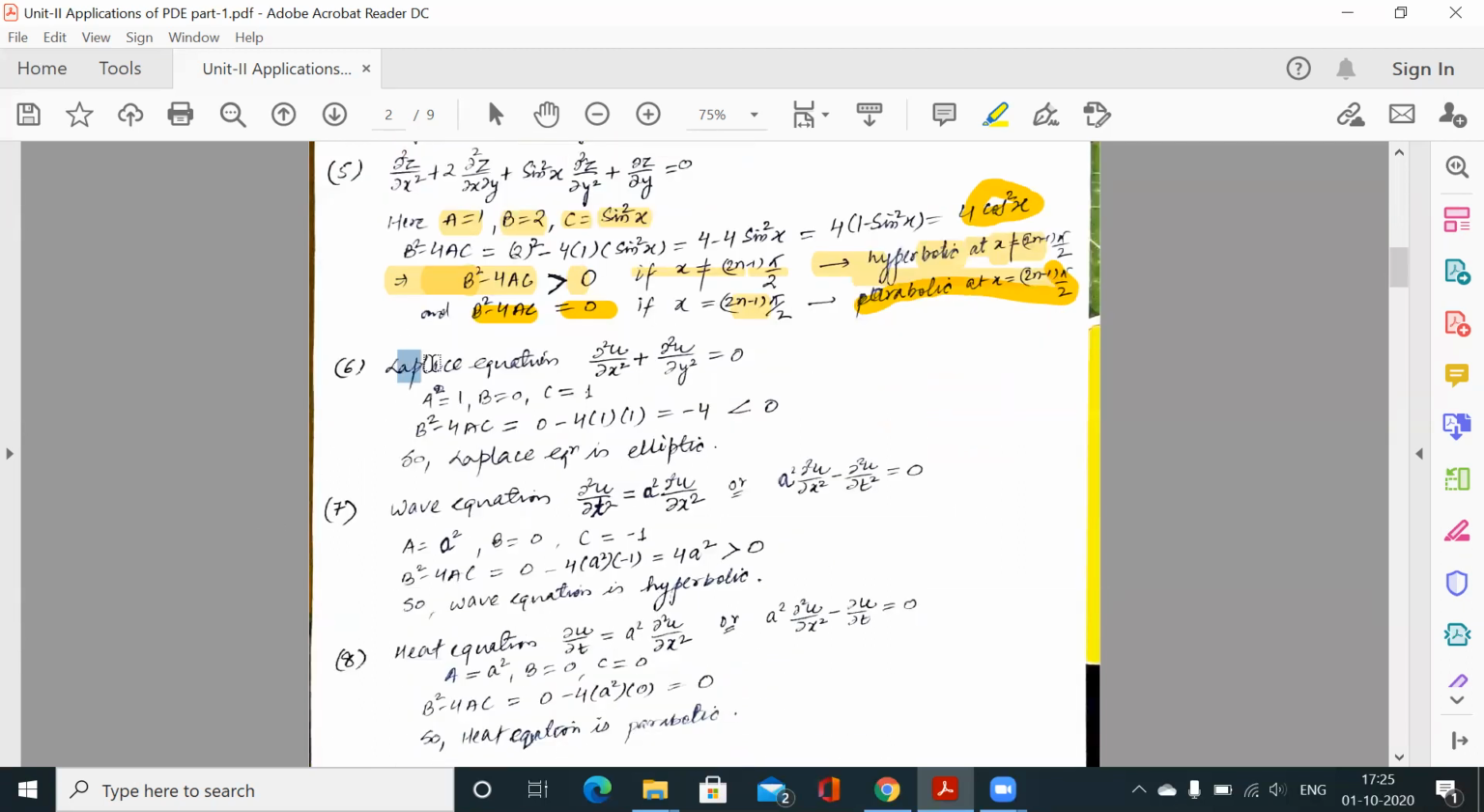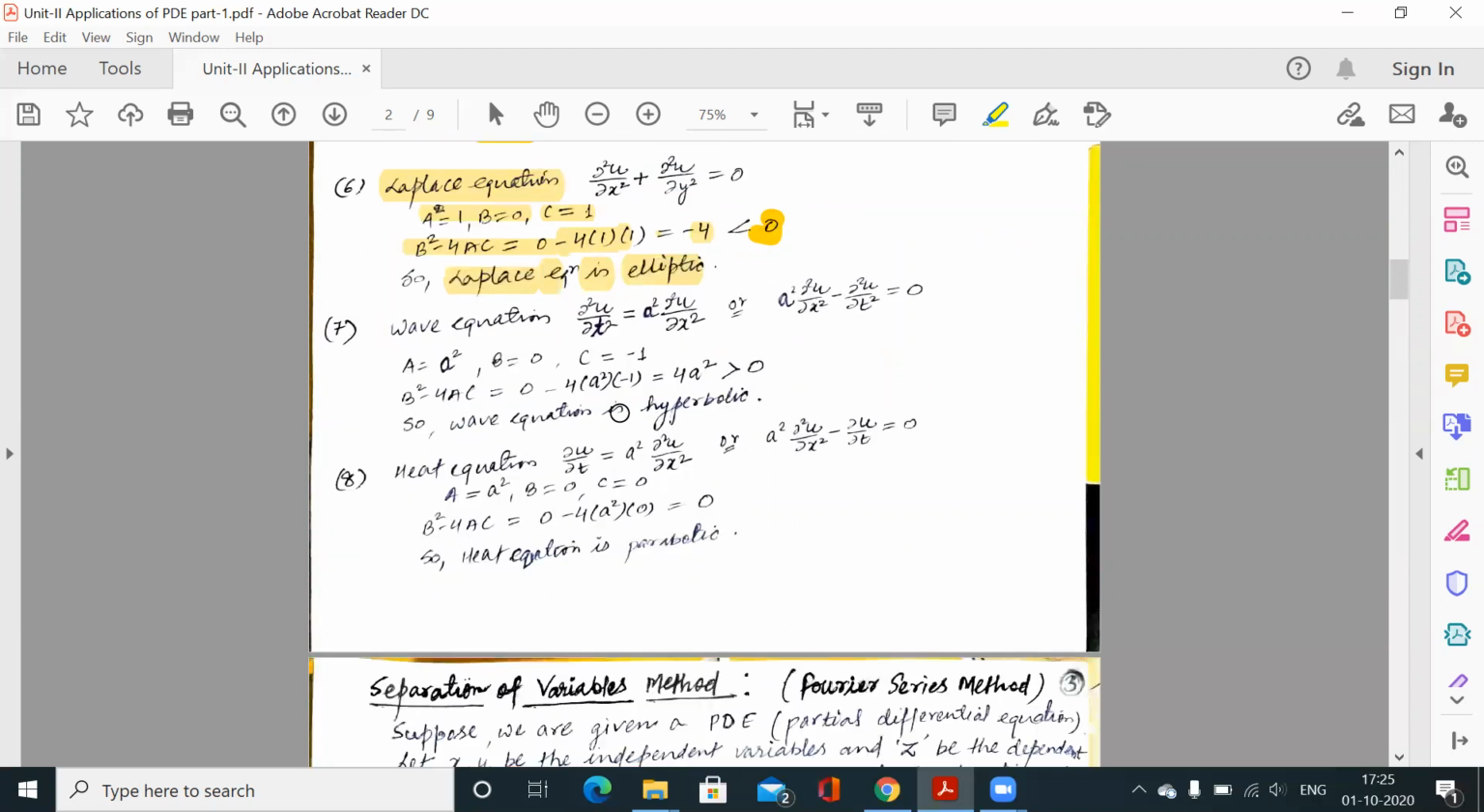This is the Laplace equation, the standard form of the Laplace equation. A is 1, B is 0, C is 1. Clear? A is 1, C is 1, and there is no term like del 2u over del x del y, so B is 0. So B square minus 4ac, whenever you calculate, you will always get minus 4. Minus 4 is less than 0, that is negative. So the Laplace equation is elliptic.